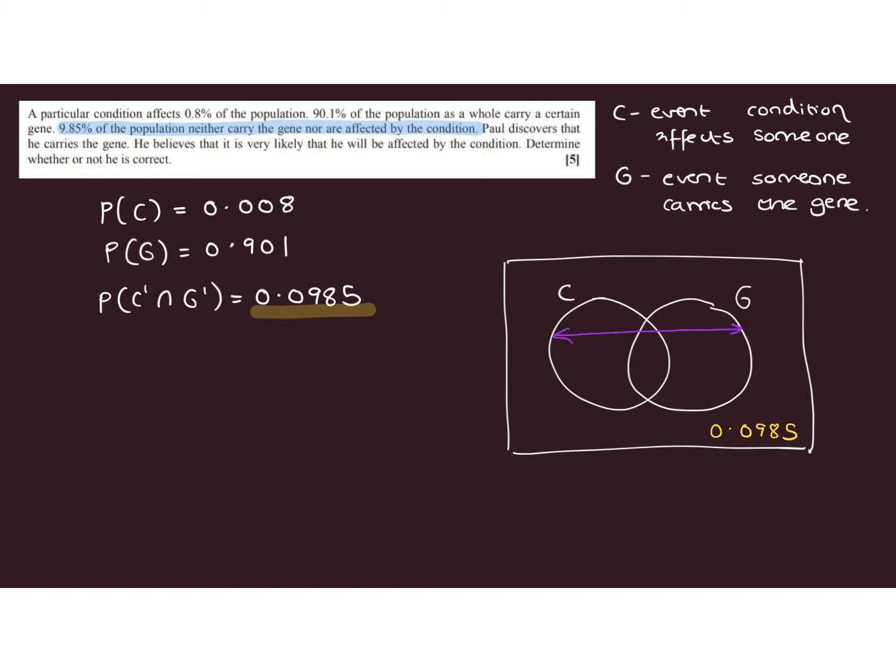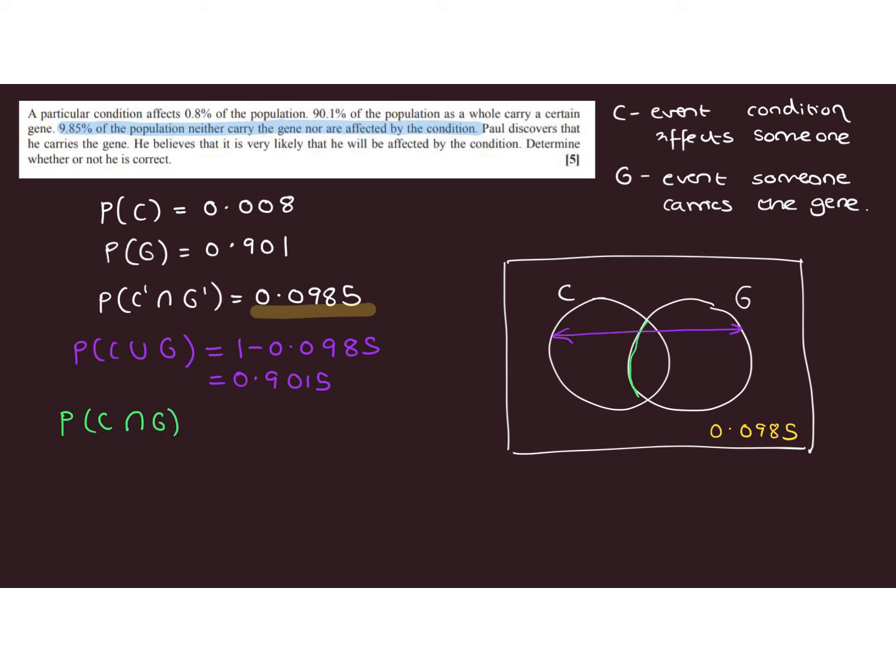Now that means the union, which is everything covered within the total of these circles here, is 1 minus 0.0985. So the probability of C union G, that's condition or gene or both, is 1 minus 0.0985, which comes to a value of 0.9015.